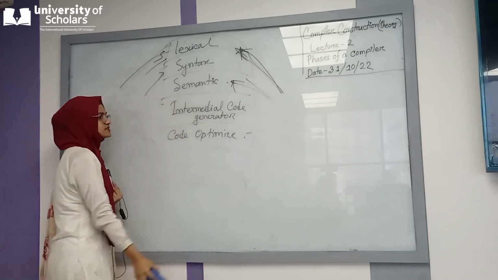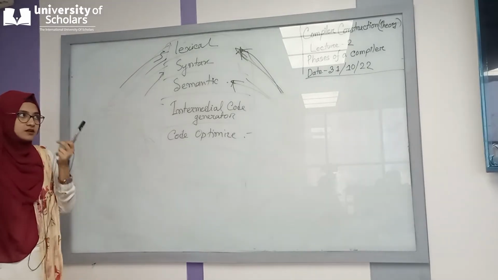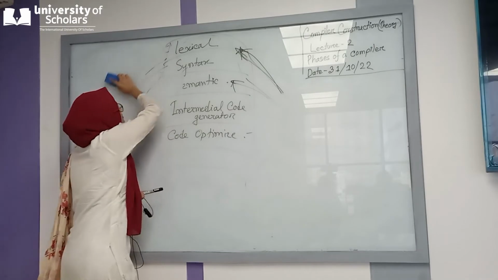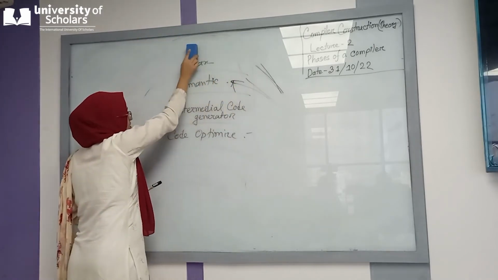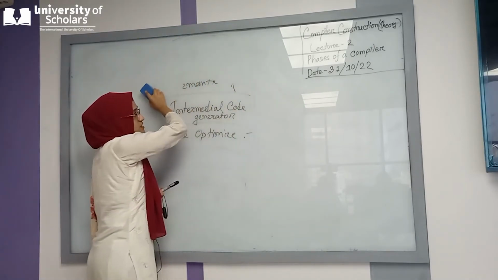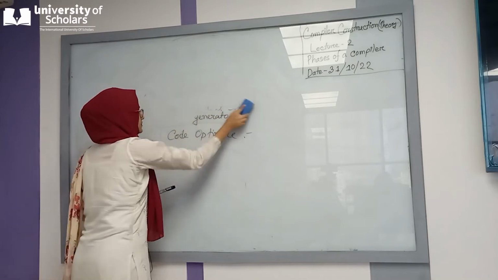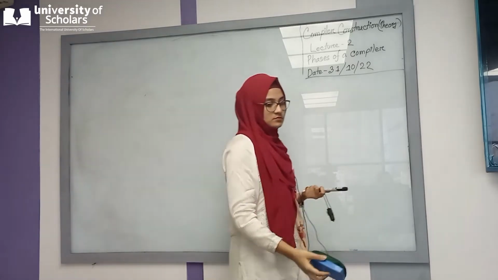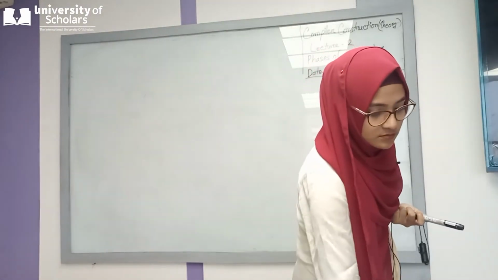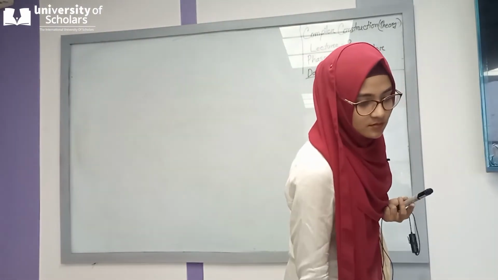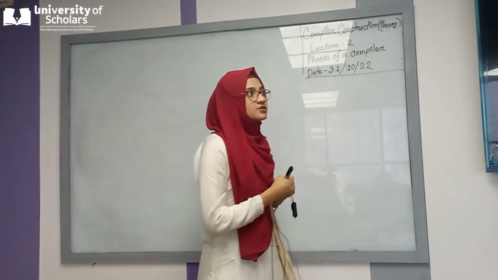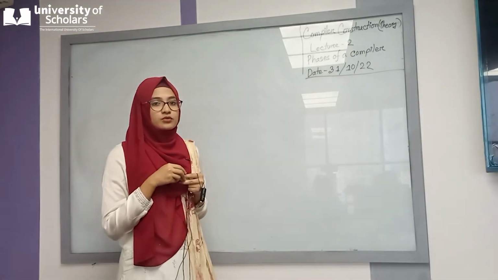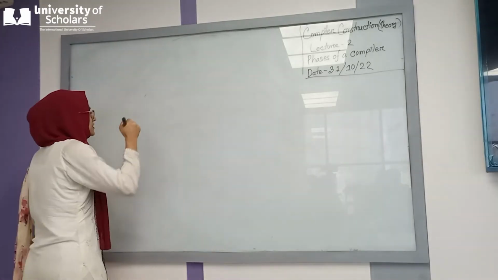Characteristics also. What are the characteristics of the symbol table manager and what are the characteristics of the error handler? If you know the characteristics, then you can know the advantages or disadvantages very easily. Okay, so we have completed the analysis part. Now we are going to enter the synthesis part.